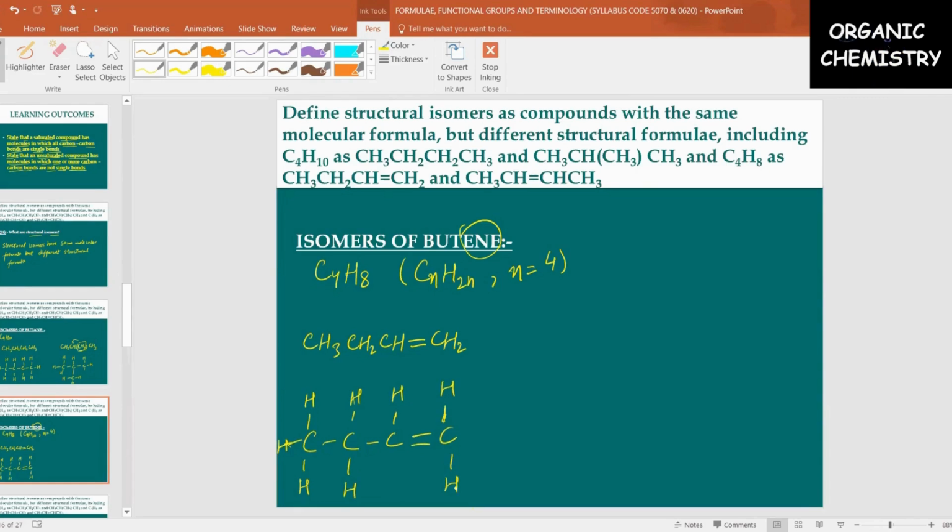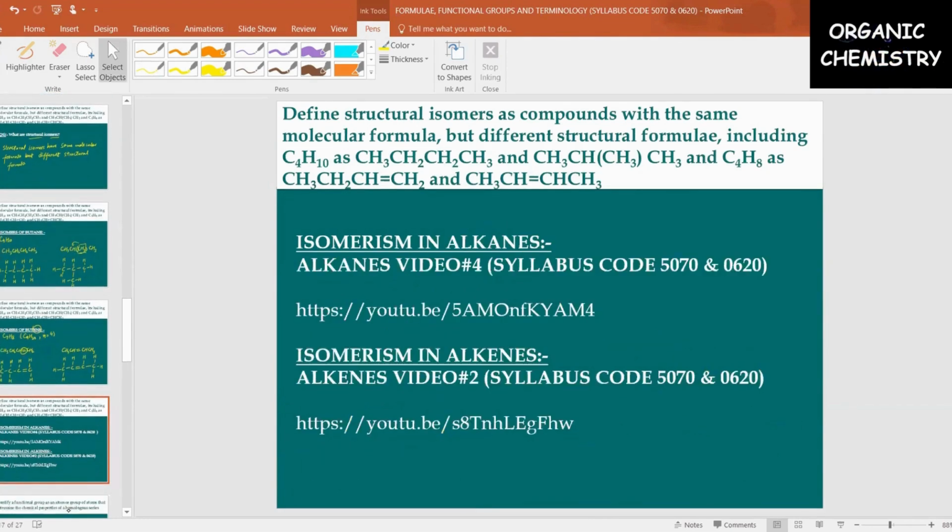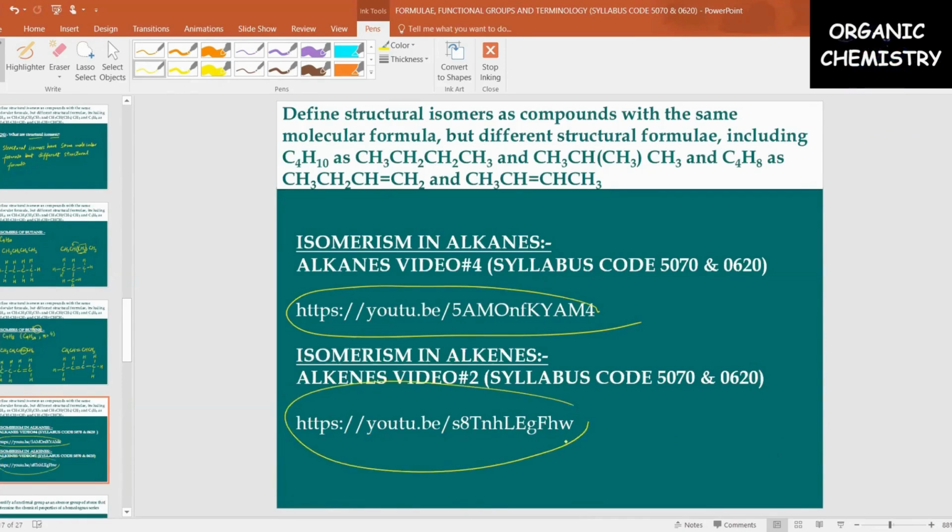Now the other isomer of this butene will be like this. You can change the position of the carbon-carbon double bond. If you want to draw the isomer of butene, you can simply change the position of this double bond. So it will be like this: CH3, CH, double bond, CH, CH3. Now the displayed formula for this will be 1, 2, double bond, C, C. This is a structural isomer of butene. Alternatively, you can watch these videos for the isomers of alkane and isomers of alkene.